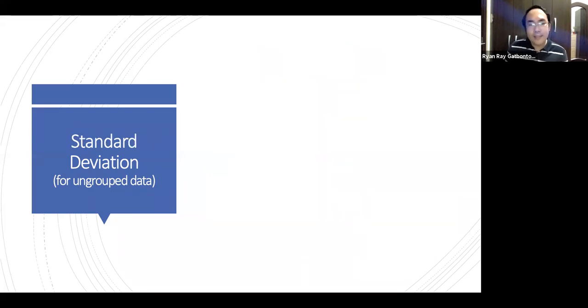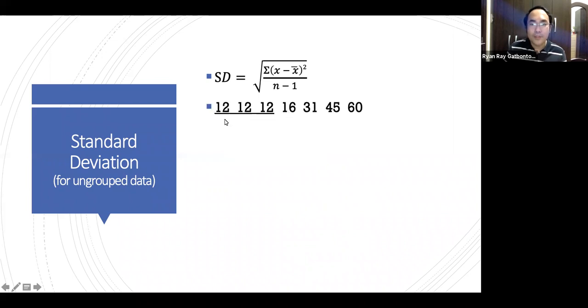To find the standard deviation for an ungrouped data, we use the same data that we have. We use the formula: the square root of the summation of x minus mean squared divided by n minus 1. With this set of data, we try to find the mean, which is around 26.86. This is based on our last example's computation, or the last video rather.